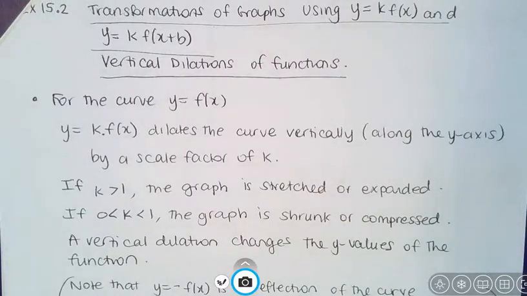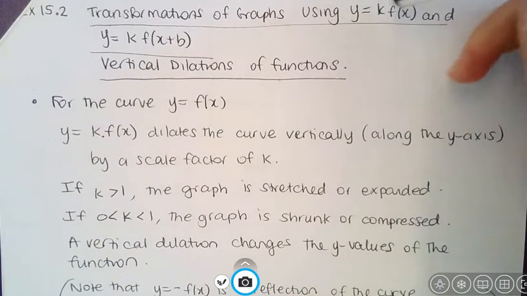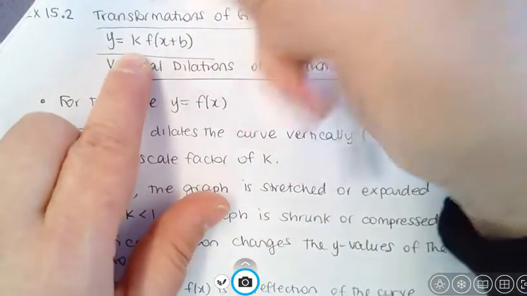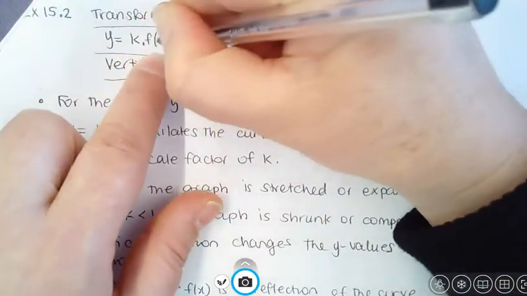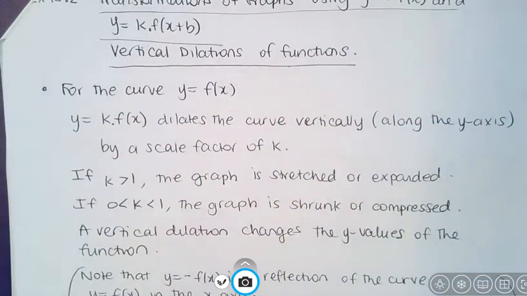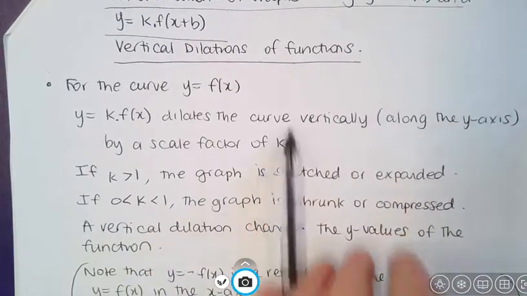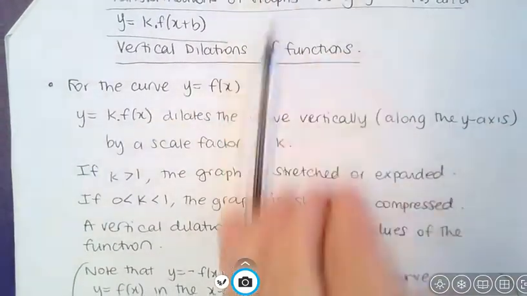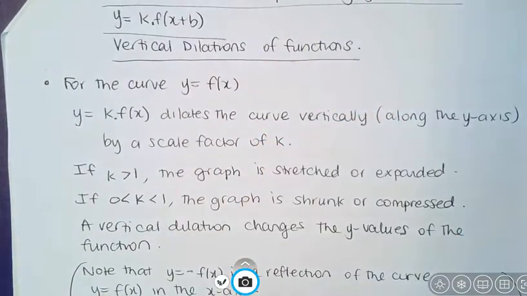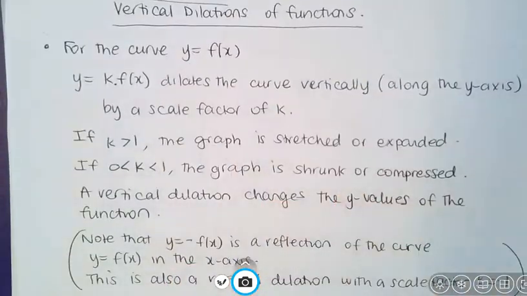Exercise 15.2, transformations of graphs using y equals k times your function of x. And this is also k times your function of x, but with a sideways shift as well. These are called vertical dilations. So it's being stretched vertically. But it doesn't have to be just stretched. It could be compressed. So we're just going to look at that now.